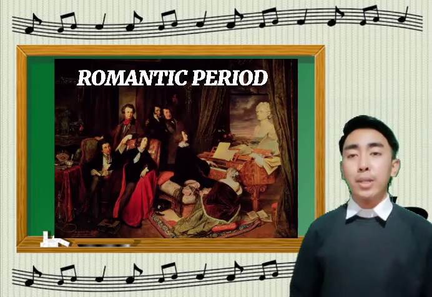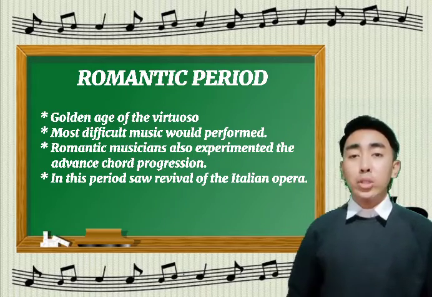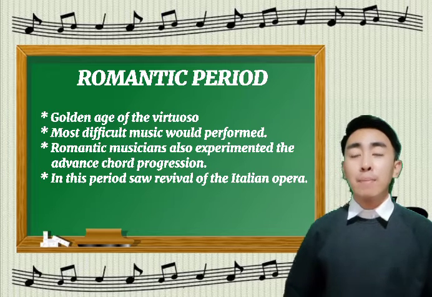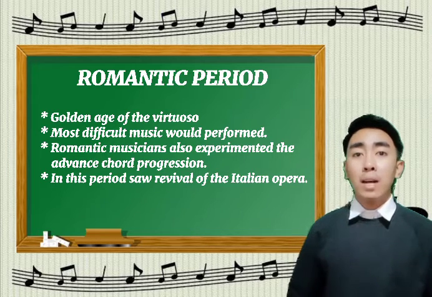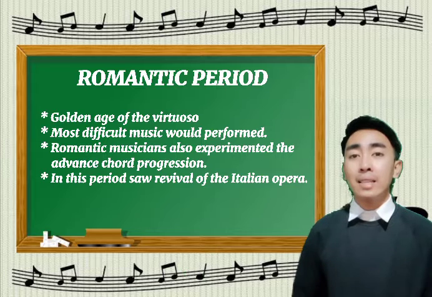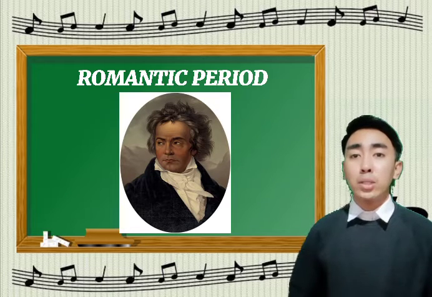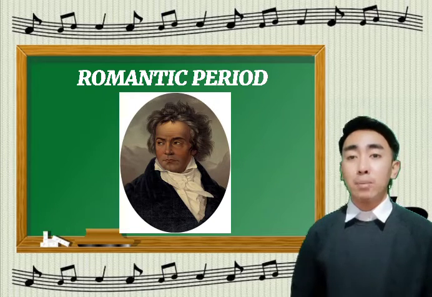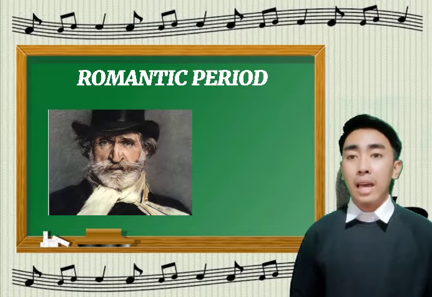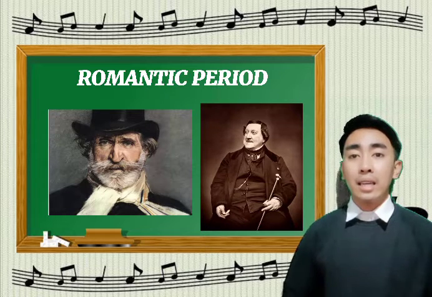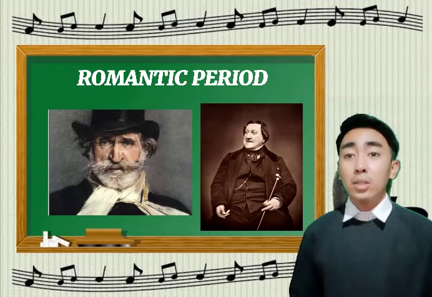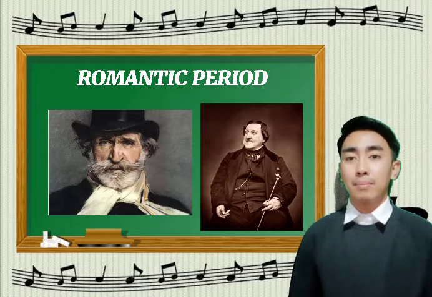Next is the Romantic period, the golden age of the virtuoso. In this period, the most difficult music would be performed. Romantic musicians also experimented with advanced chord progressions. This period saw the revival of Italian opera. Beethoven played a big part in the making of this era. He is the most notable composer who made such a huge contribution. Giuseppe Verdi and Gioachino Rossini contributed the most to this revival of the genre.